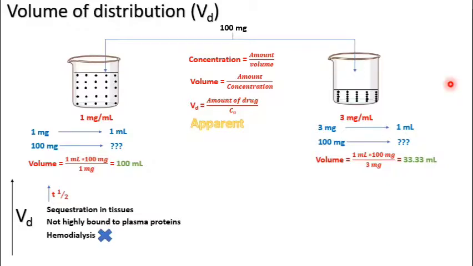Now, let's have a look at drugs with low VD. These drugs would have a small T-half. They would be found mainly in the plasma compartment, so they are highly bound to plasma proteins, and they are eligible for hemodialysis to treat toxicity.